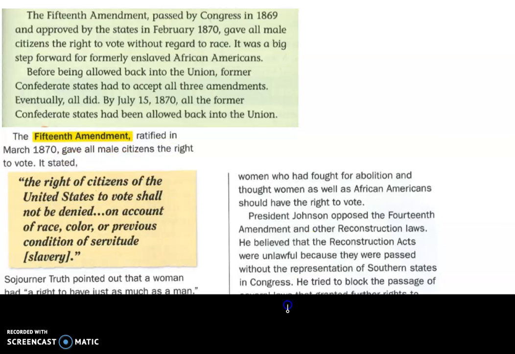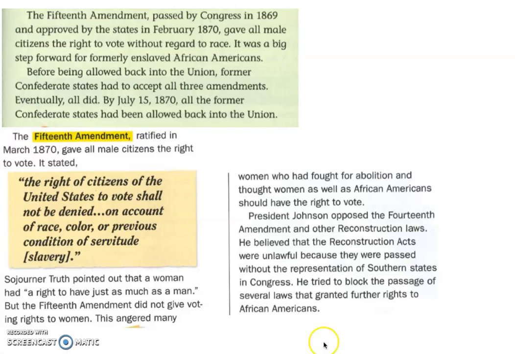Now let's look at the Scott Foresman text. The 15th Amendment, ratified in March 1870, gave all male citizens the right to vote. It stated, "The right of citizens of the United States to vote shall not be denied on account of race, color, or previous condition of servitude or slavery." So this is saying that no one is allowed to tell you you can't vote based on your race, color, or if you were formerly a slave. And race is the color of your skin, African American, Caucasian, Asian. You can't be denied the right to vote because of those reasons.